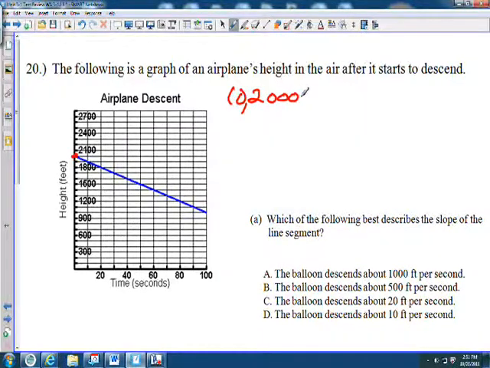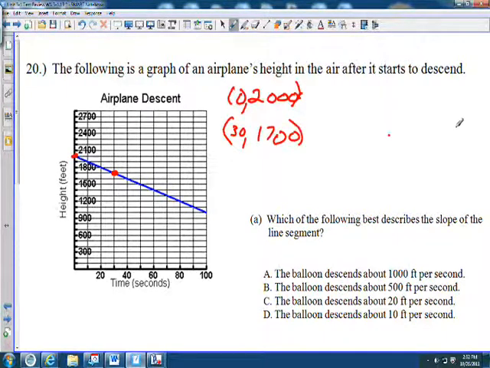Okay, so I've got 0 and 2,000. Then here's another one. I'm just picking any random one that crosses evenly. And this is 30 and, let's see, 12, 13, 14, 15, 16, 17. So this is up at 1,700, 30 and 1,700.